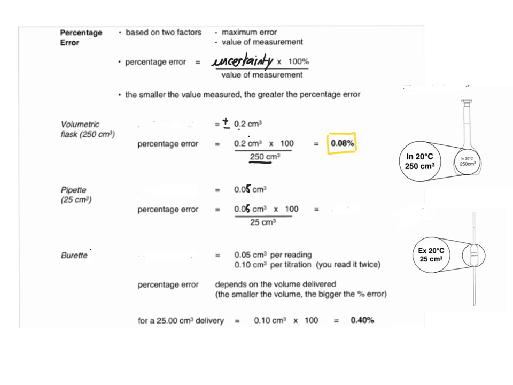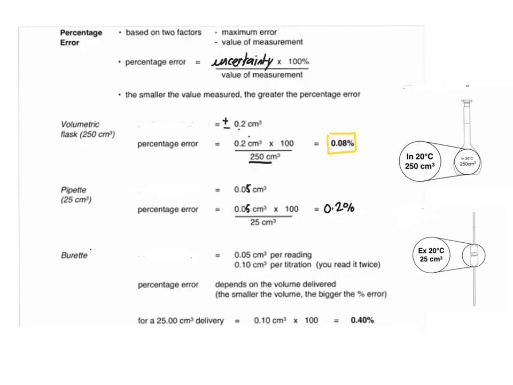For your pipette, the uncertainty was 0.05 centimetres cubed. To get the percentage error, the value of the measurement was 25 centimetres cubed that you delivered to the conical flask. The uncertainty was 0.05 over 25, times by 100, and that gives us a percentage error of 0.2.